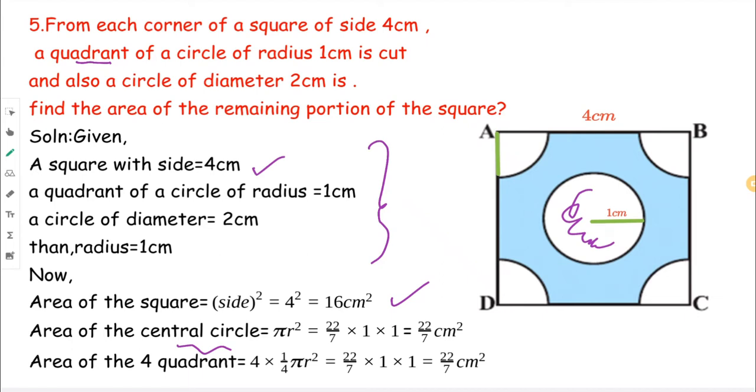So pi is pretty simple, 22 by 7. They've given the diameter to be equal to 2 centimeter, right? Which means the radius is 1. So you can see 1 and 1, right? So nothing to do there also, just simply 22 by 7.